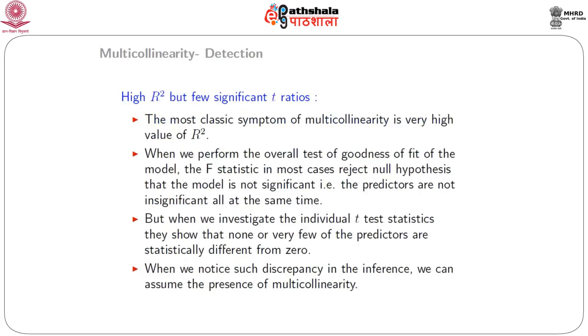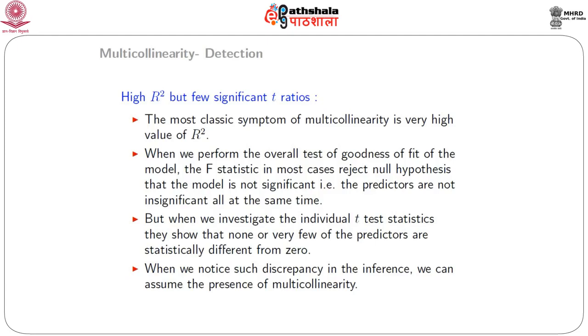So, let us look at the first method of detection, which is high R-square but few significant T ratios. The most classical symptom of multicollinearity is that the value of R-square is very high when we fit a linear model to a data set which is multicollinear. When we perform the overall goodness of fit test, the F statistic in most cases rejects the null hypothesis that the model is not significant. That is, the predictors are not significant all at the same time.